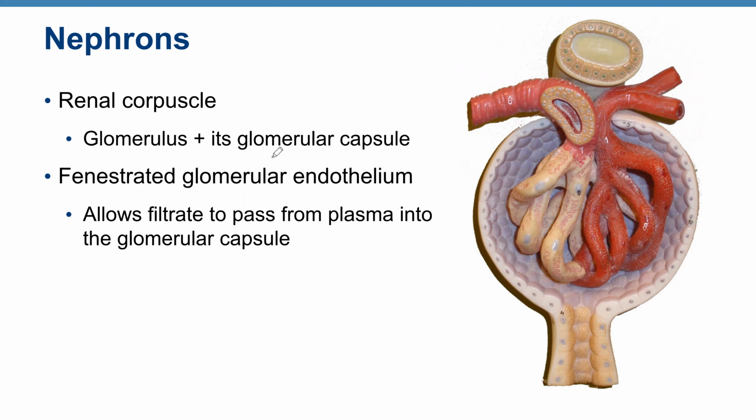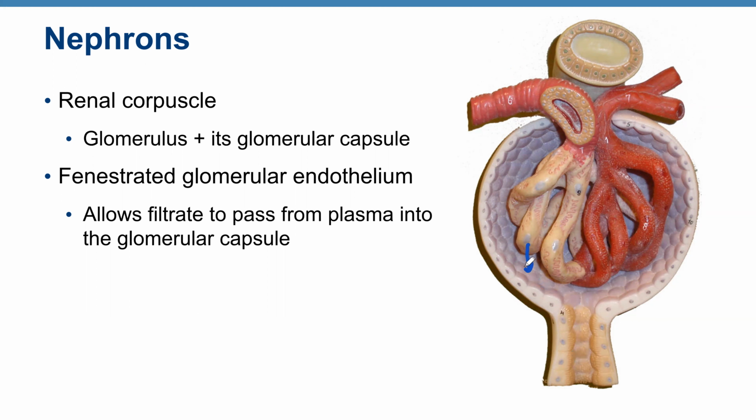Now, the glomerulus, those are fenestrated capillaries. So fenestrated glomerular endothelium allows filtrate to pass from plasma into the glomerular capsule. So now imagine the blood flows through this blood vessel, number 6, called afferent arteriole, and it enters those very porous capillaries. Now, filtrate from blood is going to flow out of these capillaries inside the capsule. And then filtrate flows into tubules, starting with the proximal convoluted tubule.